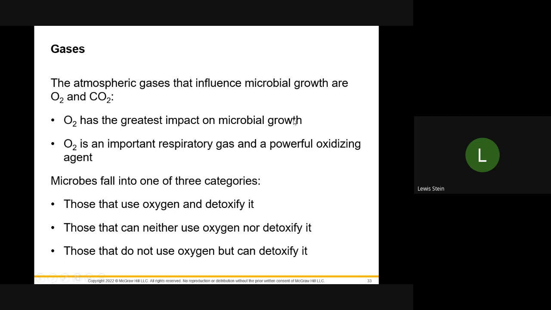So we move on. Okay, so microbes, those that use oxygen and detoxify it, that's the detoxification mechanism. Those that can neither use it nor detoxify it, those do not use it but can detoxify it. And you're going to see there's a whole category. You've got to think microorganism. Bacteria aren't like this.